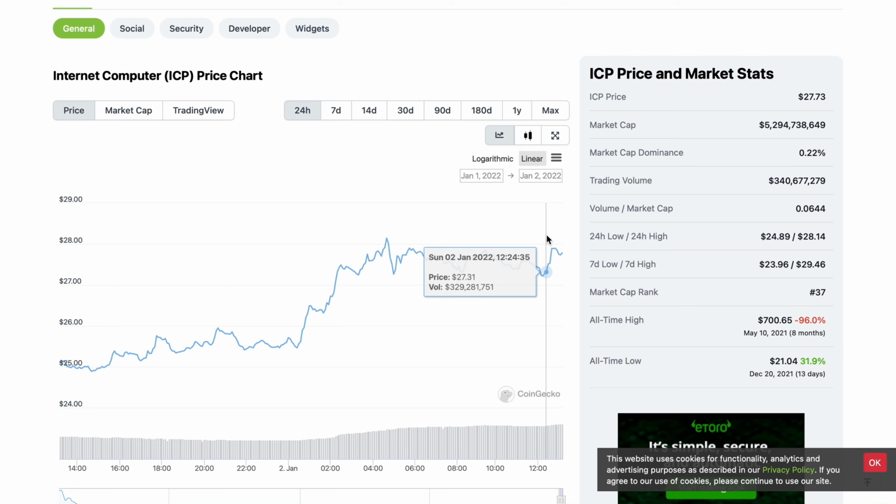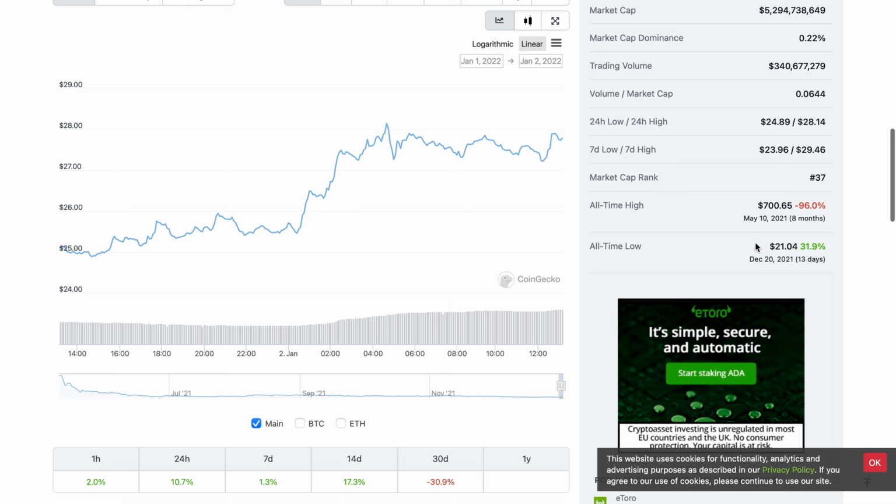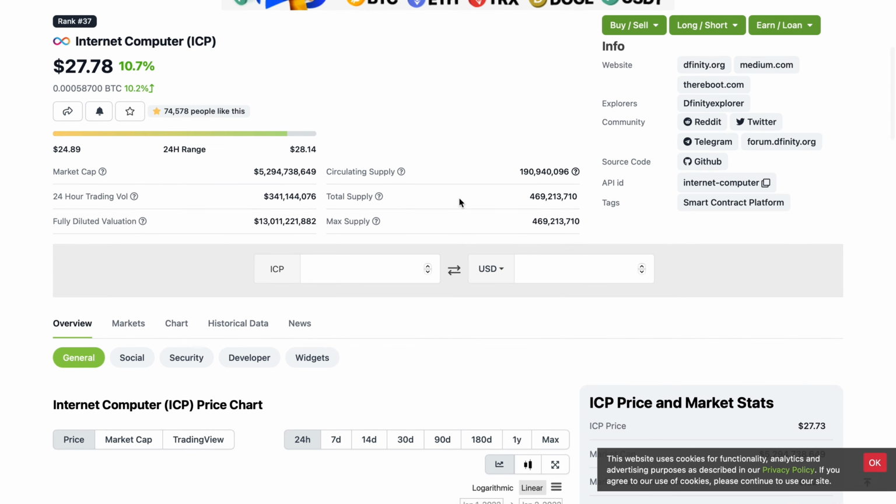So, firstly, ICP had a terrible 2021. Whether you believe in a project or you don't, numbers don't lie, right? For example, the all-time high last year was on May 10th, and the price was $700. Price is down 96% from that all-time high, and its all-time low was actually 13 days ago at $21 per coin, right? And the current price is $27.78.